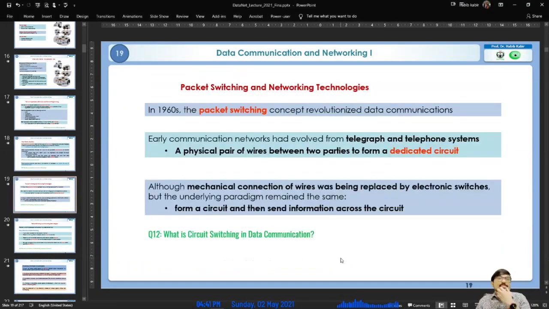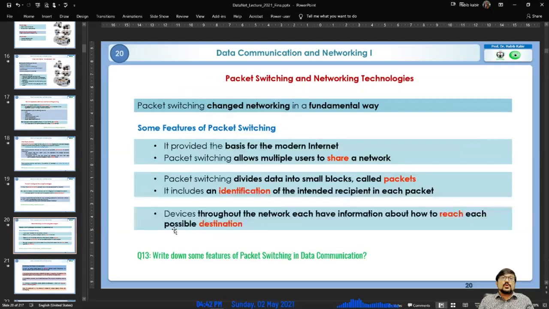Okay, I give the answer. Question means the query. Number 12, those who asked me: what is circuit switching? Circuit switching means the physical pair of wires between two parties forms a dedicated circuit. So the circuit and the network establishment by circuit is called switching, because we have to make the switching. Try to understand by yourself, write down whatever you understood. What is circuit switching in data communication? I believe that this is 12.